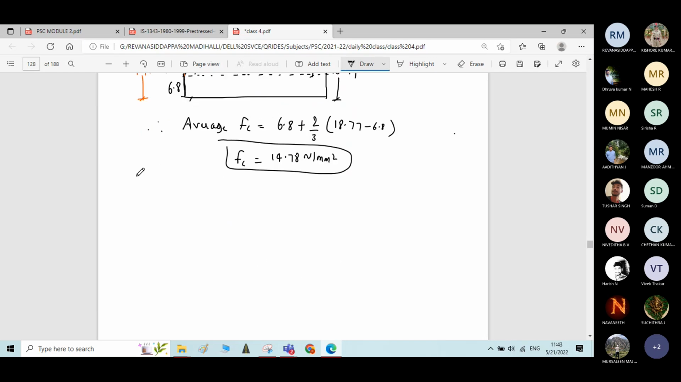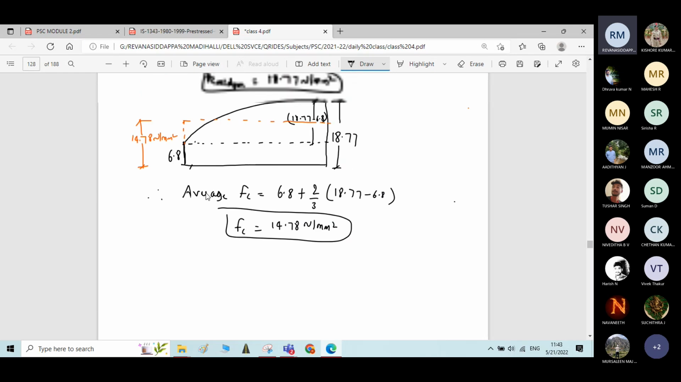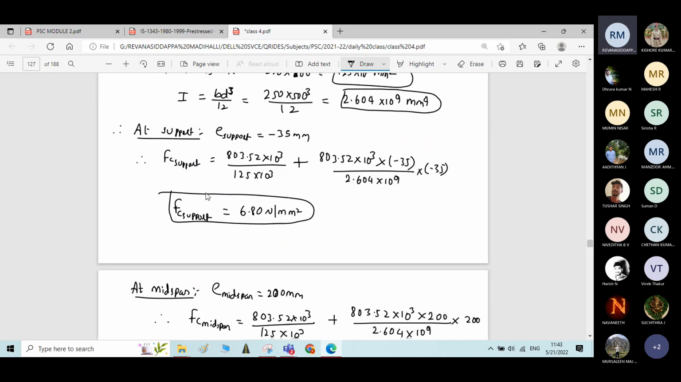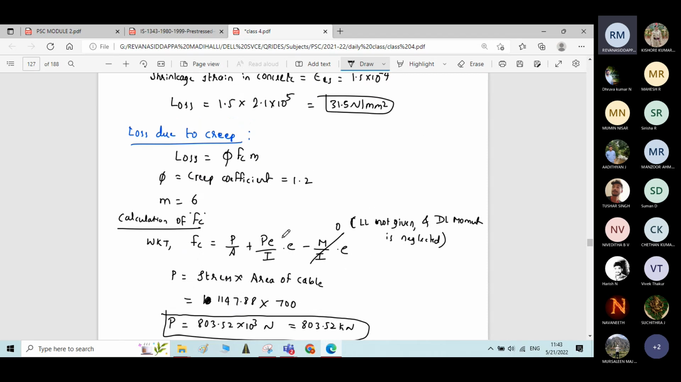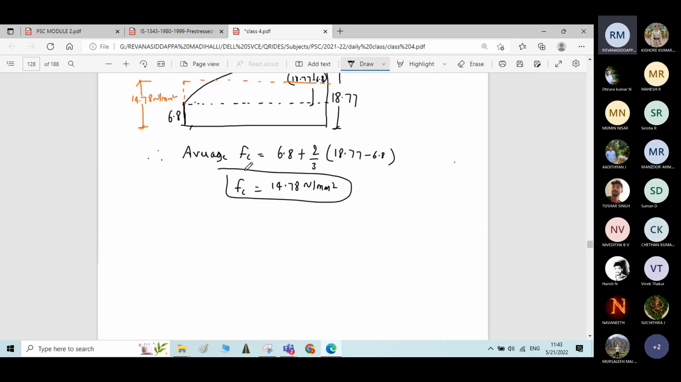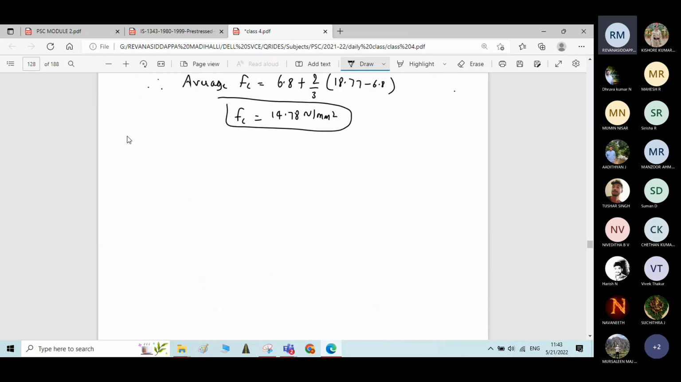Therefore, for the loss we have the formula, that is phi into FC into T into M. Phi is 1.2, M is 6, FC just now we have calculated, that is 14.78. Therefore, the loss is equal to 1.2 into 14.78 into 6, and you will get the answer as 106.42 Newton per mm square.